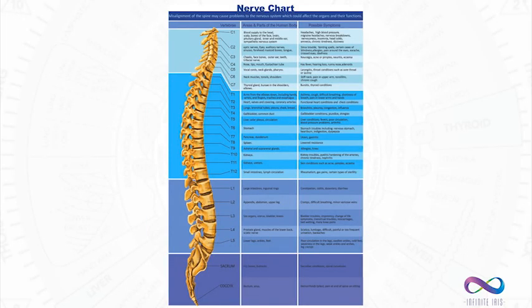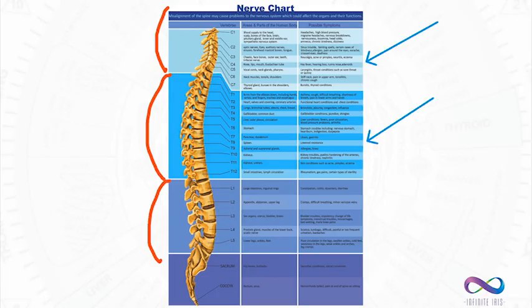Here's another helpful spinal chart that will tell you what C1 through C7, which is cervical vertebrae, means, or thoracic or lumbar. And you will see the areas and organs affected by those parts of the spine.